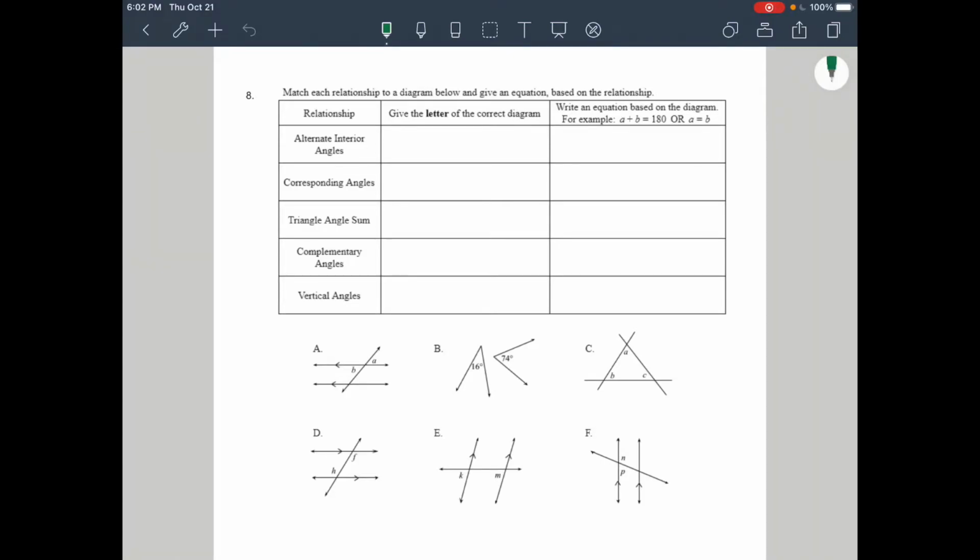Question 8. So this should be review from the Angle Relationships Toolkit. It says match each relationship to a diagram below and give an equation based on the relationship. So I am going to go by the names on the left column first, the relationships, and then I will pick the letter that goes with it.